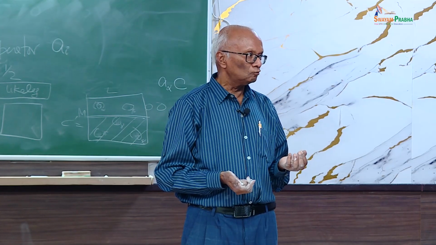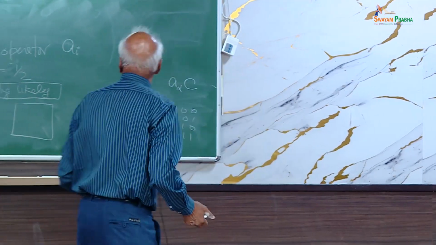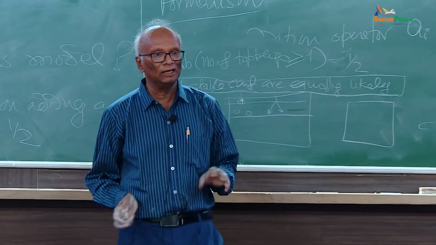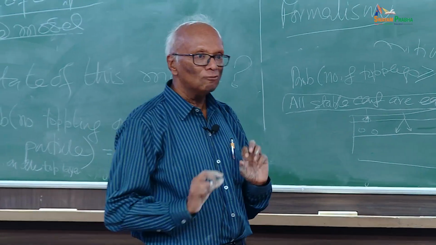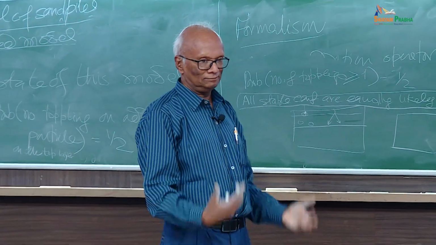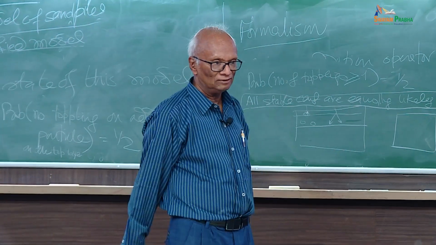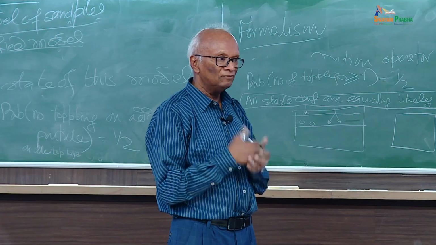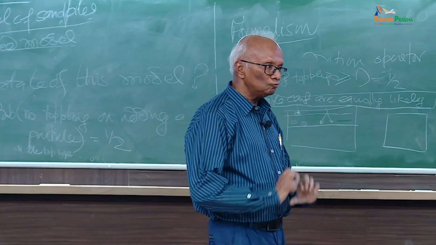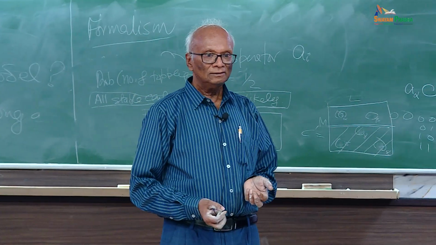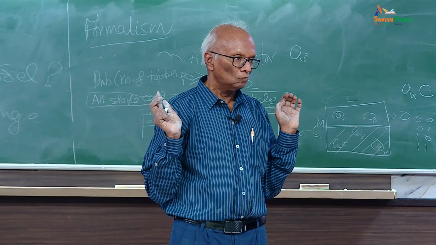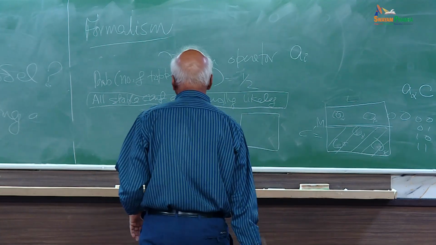So you can show that in this particular model, I don't care about other models, all allowed stable configurations are equally likely in the steady state. If there are n sites, there are 2 to the power n configurations, and all of them are equally likely. So now I am actually able to do this.